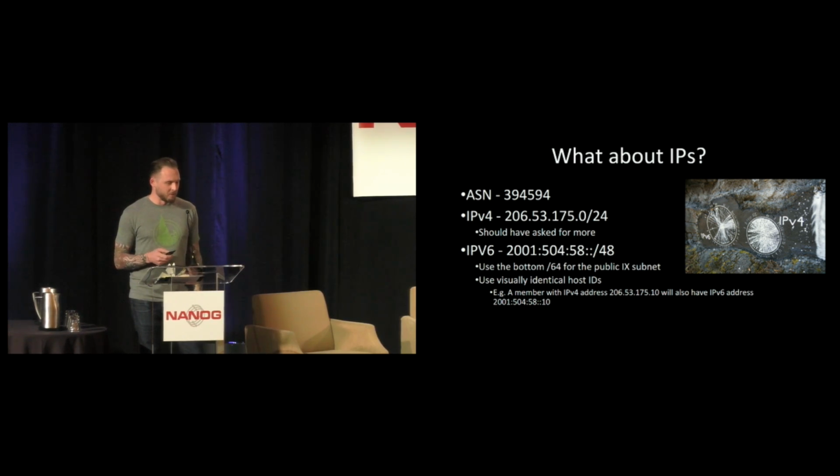Go for as much space as you can get initially. IPv6, obviously we have plenty compared to the v4. What we're doing with the IPv6 addresses is we're using basically a visually identical host ID. So the IPv6 addresses aren't going in order because we're following decimal from IPv4. So if it's 206.53.175.10 on the v4, we just do ::10 on the v6. Even though it's not actually numerically relevant, it makes sense. You can see which members are on which ports. It's kind of simple.